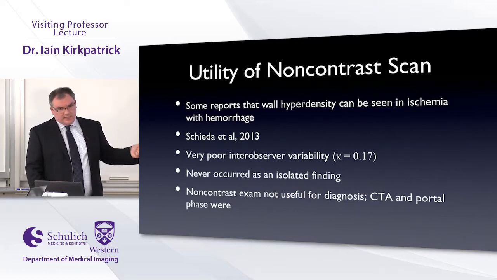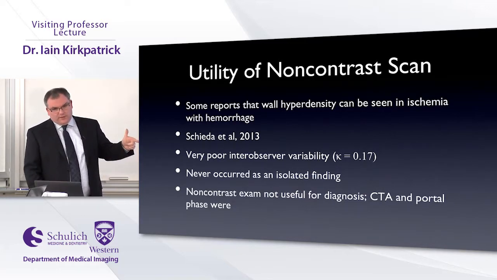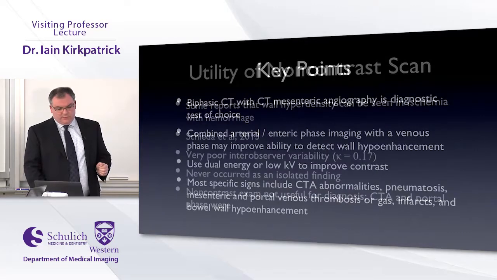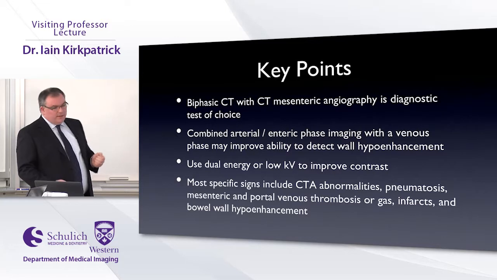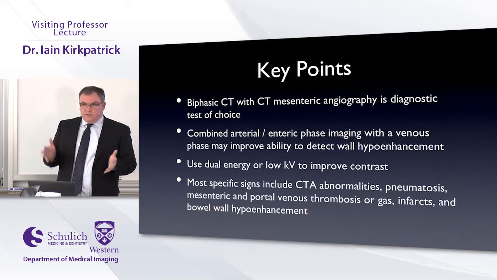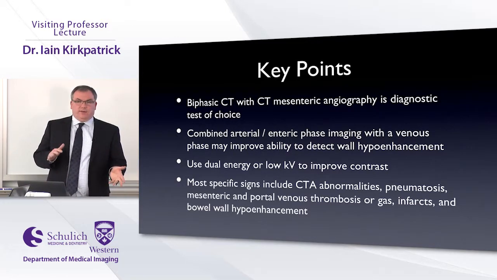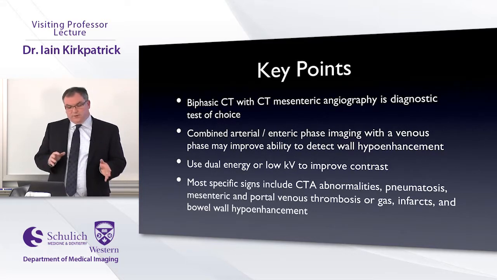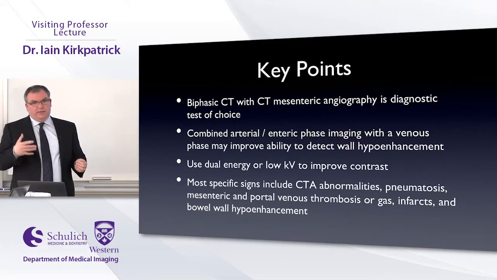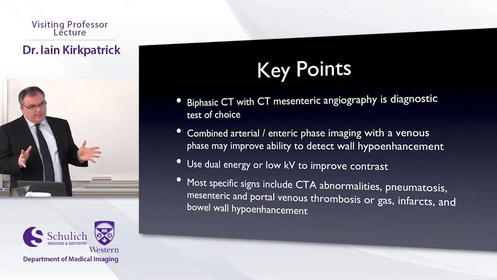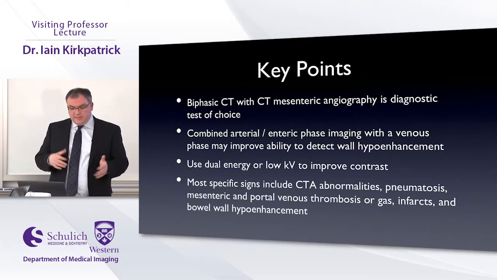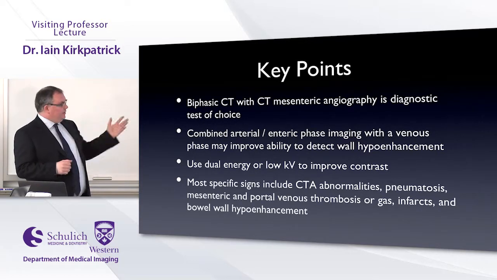I think you need a CTA and you need a portal or venous phase, but everything else is sort of optional. So just to finish up this first part of the talk, just to remind you that you really want to do at least 2 phases. I would advocate thinking about at least that combined CTA enteric phase. We found it really useful, and think a lot about whether you want to use dual energy or low kV. I know it's challenging if you have old equipment though, it really is. And then remember the more specific abnormalities that we talked about.